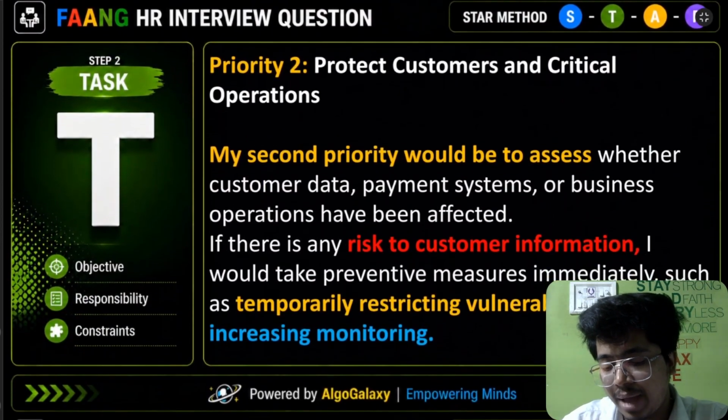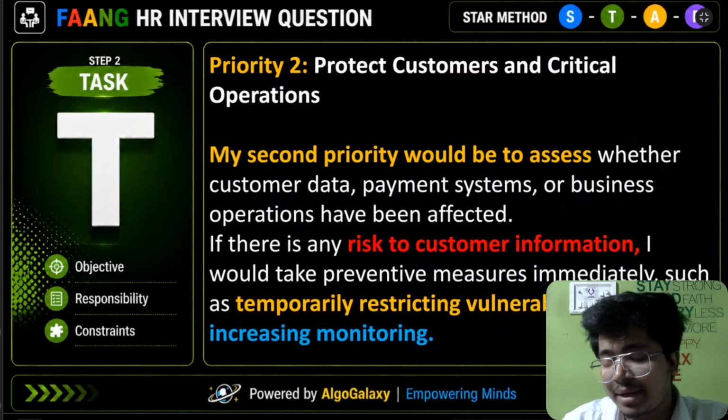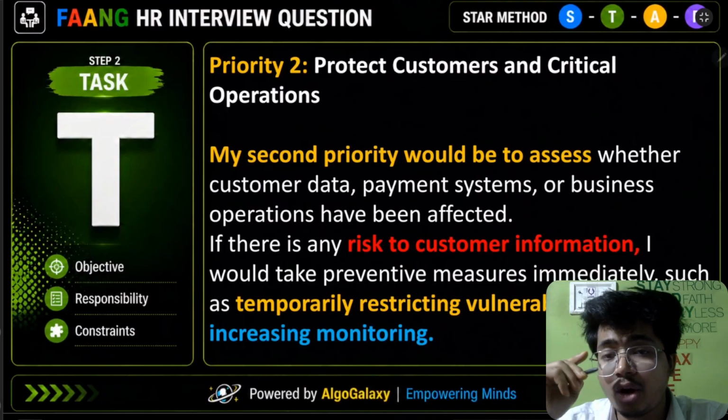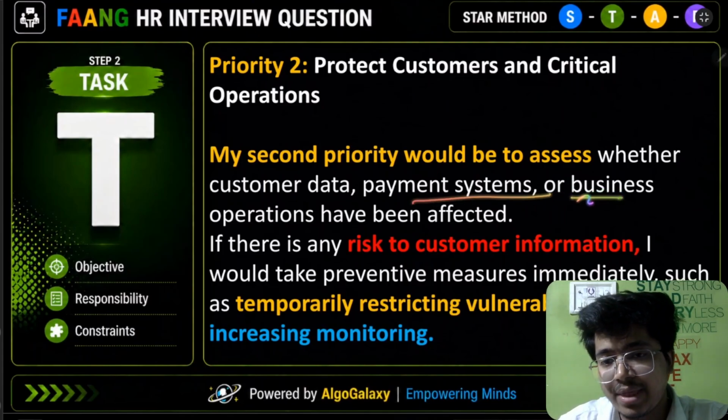Priority 2, the action: what would we take? In priority 2, we always deal with customer obsession, that is, protect customers and critical operations. So we discuss here protecting the customers and critical operations. My second priority would be to assess whether customer data, payment systems, or business operations have been affected.